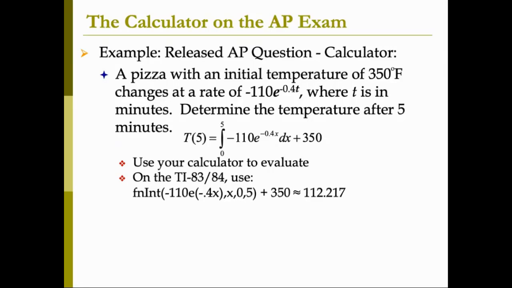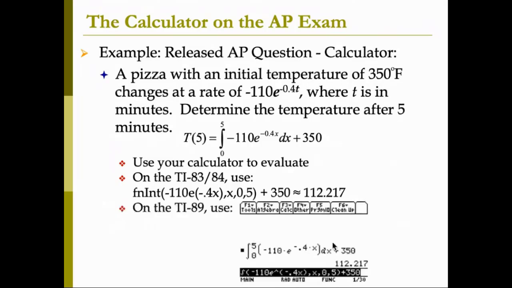And if you do that, you should get 112.217 degrees, and we're in degrees Fahrenheit. Okay, and so this is what it would look like if you used your calculator, and we get something that looks like this. And this is if you have a TI-89, of course.